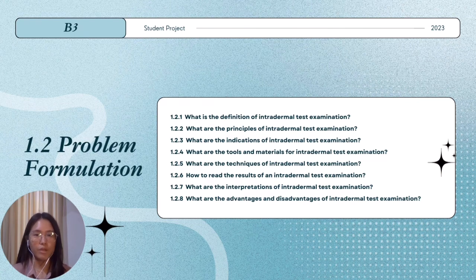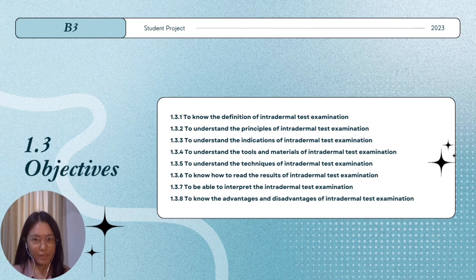So the problem formulation is: what is the definition of intradermal test examination, the principles, the indication, the tools and materials, the techniques, how to read the results, what is the interpretation, and what are the advantages and disadvantages of intradermal test examination? The objectives are written in the slide.